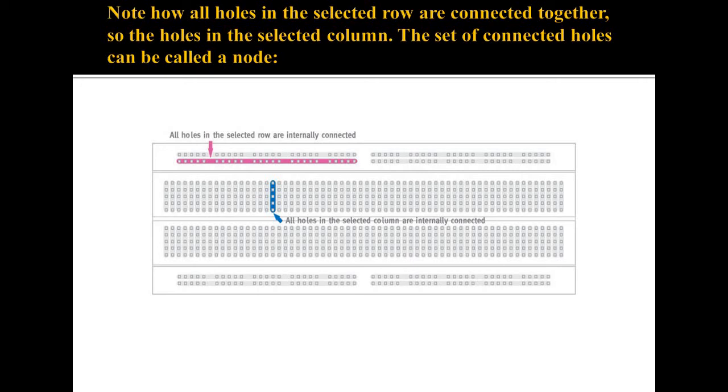Note that the top and bottom rows of holes are connected horizontally and split in the middle, while the remaining holes are connected vertically. Note how the holes in the selected rows are connected together, so the holes in the selected column too. The set of connected holes can be called a node.